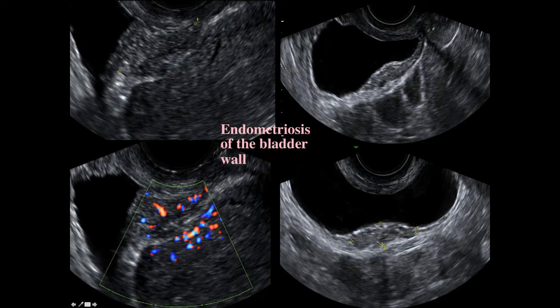This one is a little less typical. First of all, they don't usually have that much color. This one had a little more color than I would have liked. But you can see that it also is really involving the front wall of the uterus and the back wall of the bladder, if you will, where everything is stuck together. This was proven to be endometriosis. I was a little worried because it looked a little bit unusual, but that's in fact what it turned out to be.